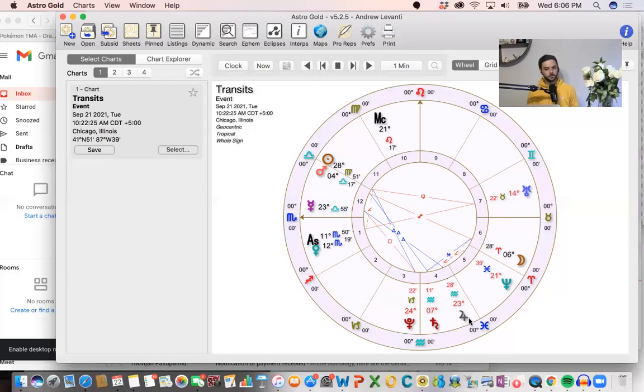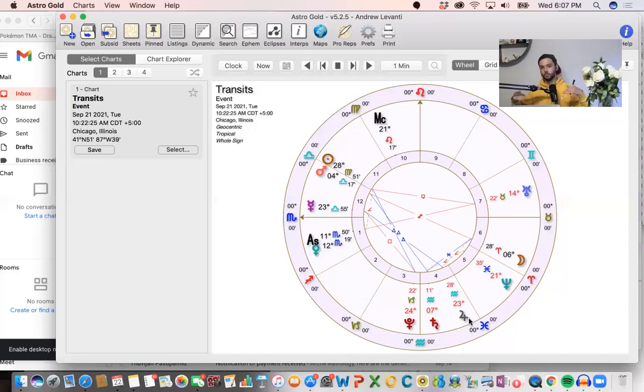So we have Mars at 4 degrees of Libra moving direct. It's moving forward in degrees. And then we have Saturn at 7 degrees of Aquarius, and it's retrograde. So it's moving backwards in degrees. So we have Mars at 4 going forward, so it's going to go 4, 5, 6. And then Saturn moving backwards at 7, so it's going to go 7, 6, 5.